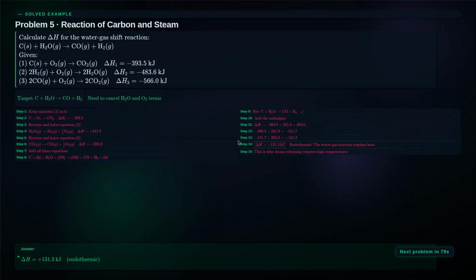Step 1. Keep equation 1 as is. Step 2. Reverse and halve equation 2 to make H2O a reactant. H2O produces H2 plus half O2, delta H equals plus 241.8. Step 3. Reverse and halve equation 3 to make CO a product. CO2 produces CO plus half O2, delta H equals plus 283.0. Step 4. Add all three equations. Carbon plus H2O produces CO plus H2. Step 5. Add the enthalpies. Negative 393.